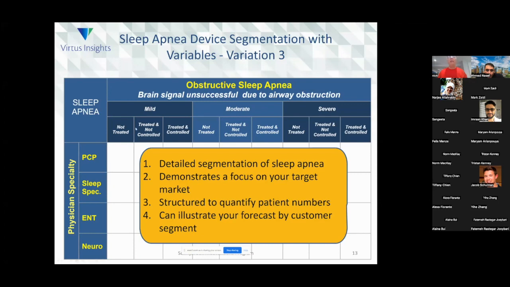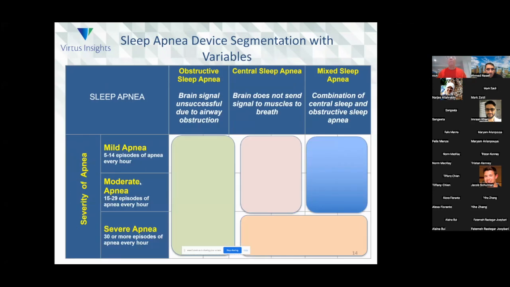This one shows you mild, moderate, severe, but those that are not treated, those that are treated and not controlled, and those that are treated and controlled. This can help you quantify patient numbers, how many patients. So when you're forecasting your revenue, you can say, okay, we're targeting this market and we know how many patients are there. This is even another example of peeling the onion to the next level.